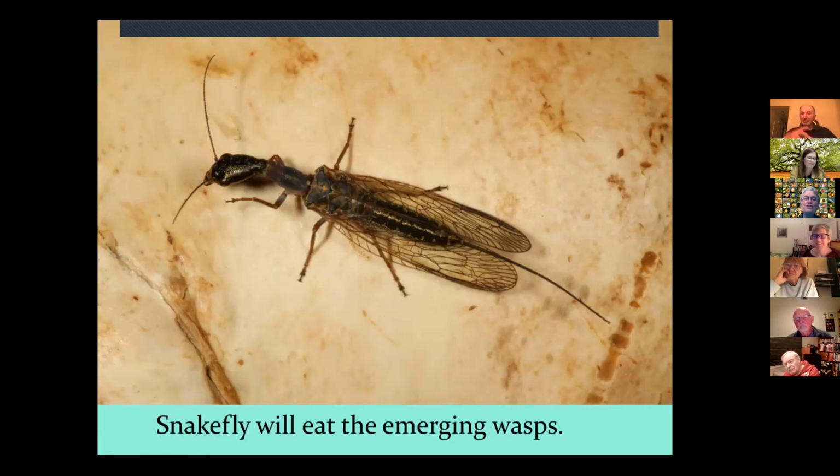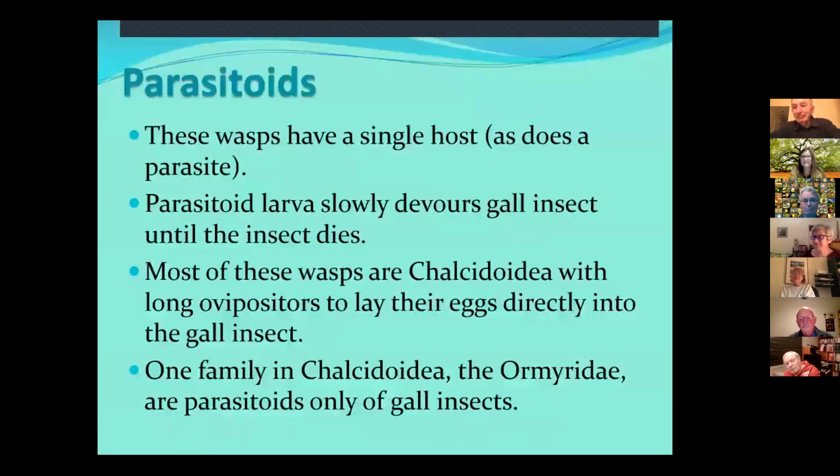And if you've ever watched a snake fly eat up a bunch of aphids, you will know you want them in your garden. You want to attract them. Even though they look prehistoric and weird and scary, they're a lot of fun and they do a great job, better than any insecticide in your garden. Alas, they also like wasp larvae and wasps.